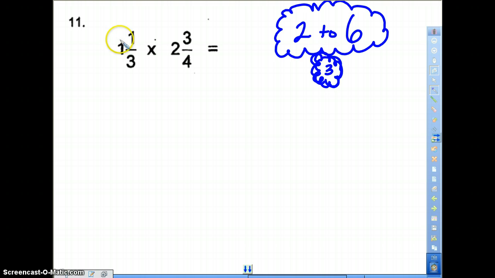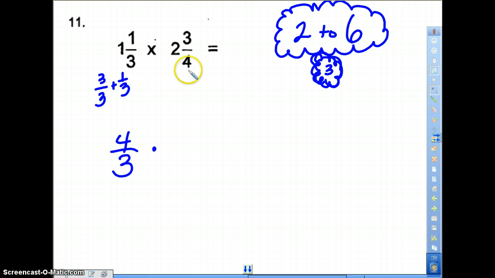Okay? 1 and 1/3 is 3/3 plus another 1/3 gives you 4/3. 1 and 1/3 is the same as 4/3. The trick, or the shortcut, is to take 3 times 1 and then add this 1 to it. Okay?